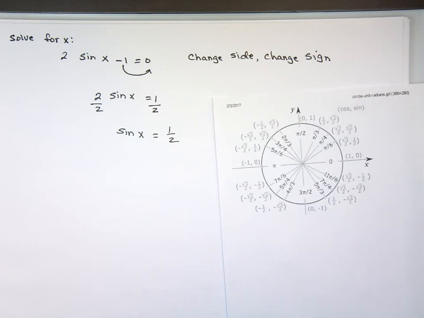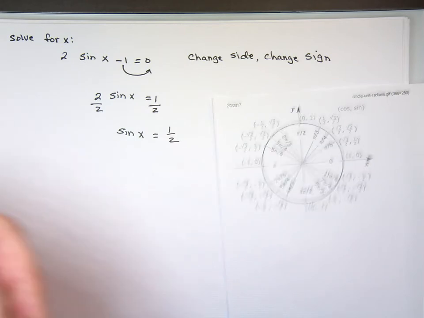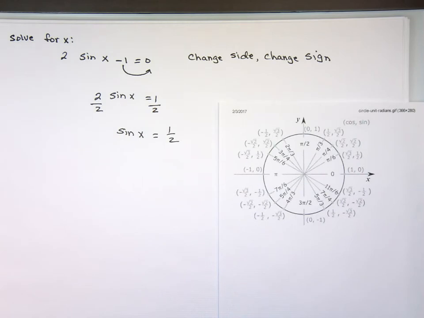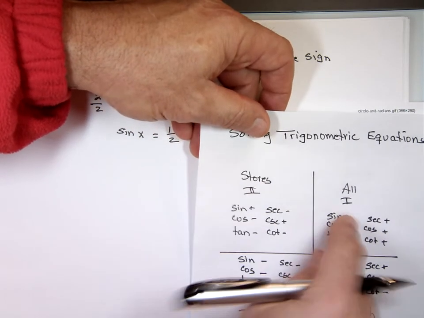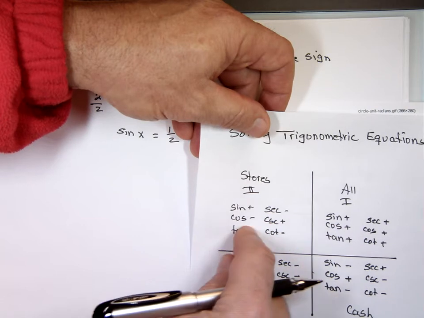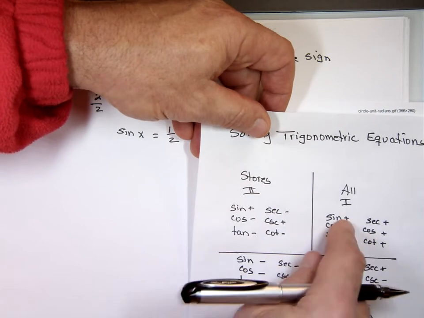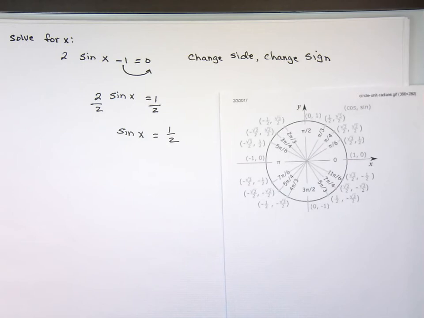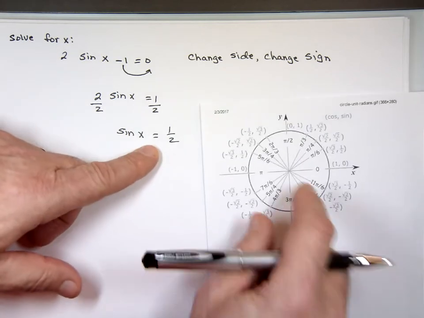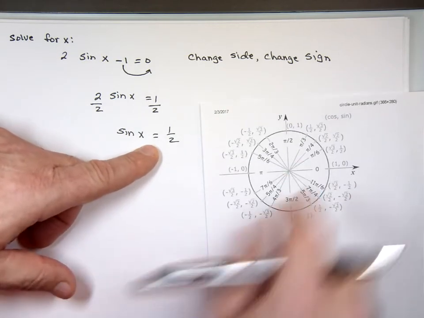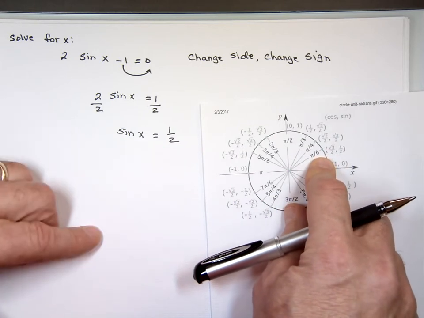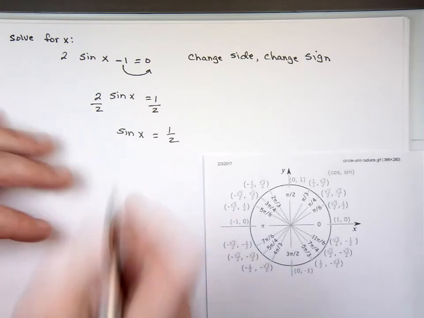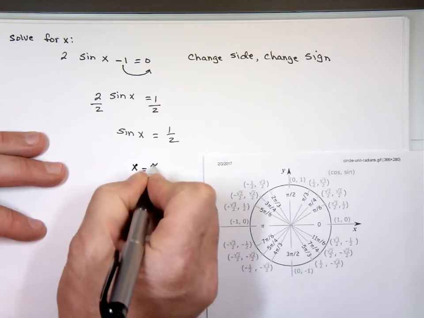Now, I said all students take calculus, all stores take cash. That tells me if the sine is positive, it could be where? It could be in this quadrant or in this quadrant. There's two answers. So it tells me where to look for it. So let's look right here. Sine of x equals 1/2. Sine is the second number. What is x equal to from the unit circle? Is it pi over 6? So x must be pi over 6.